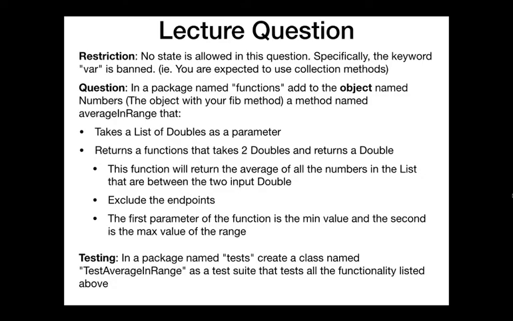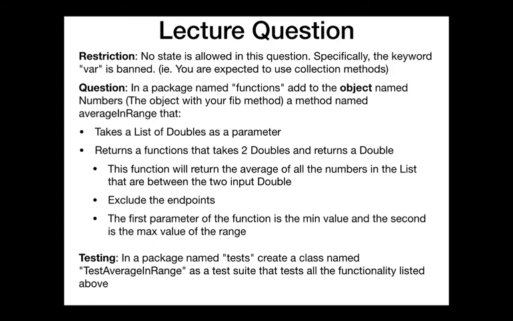All right, so for our lecture question, write a method, averageInRange. I recommend cut and pasting these. This is a capital I, averageInRange, camel case. That takes a list of doubles and returns a function that takes two doubles and returns a double. So we've got a couple of moving pieces here. We have a method that takes a list of doubles and returns a function. Something we haven't seen yet is returning a function.